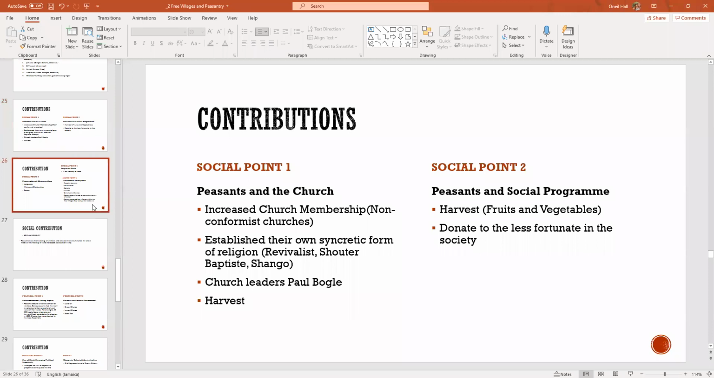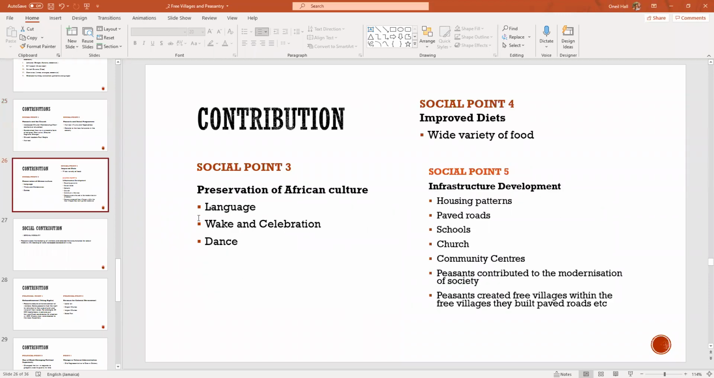All right, good points, ladies. Another point is that the peasants are going to preserve African culture. So they're going to preserve the language. They're going to have celebrations such as Wake and Nine Night. When a baby is born, you put a little red string on the baby's forehead or put some beads around the baby's hand. Drumming, dance and all of these different things, African religion. So that's one of the contributions of the peasants.